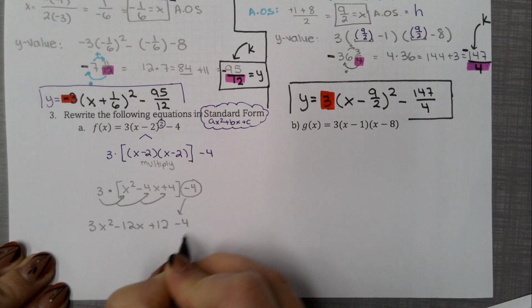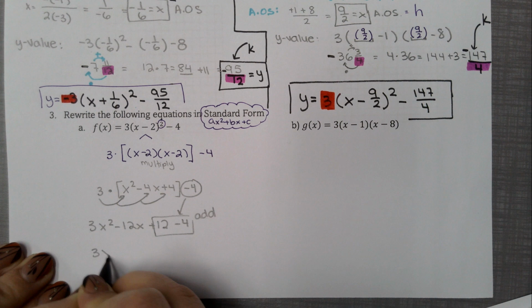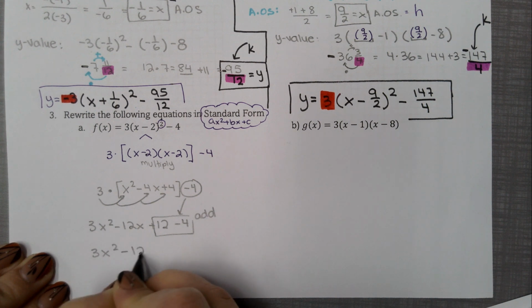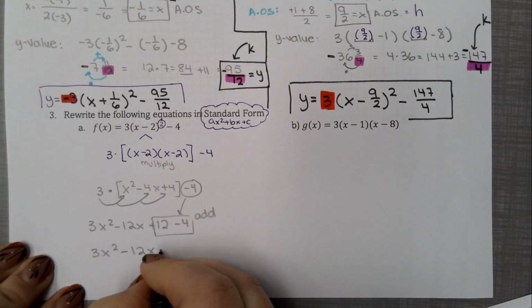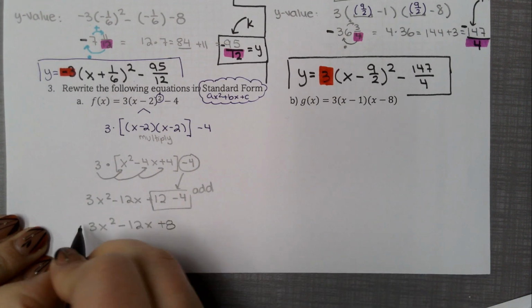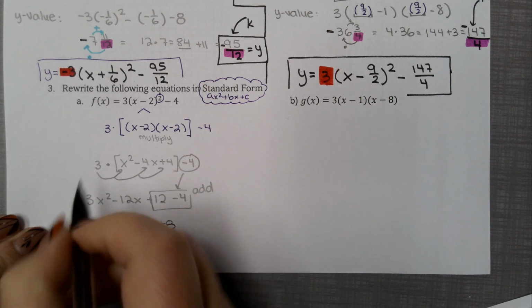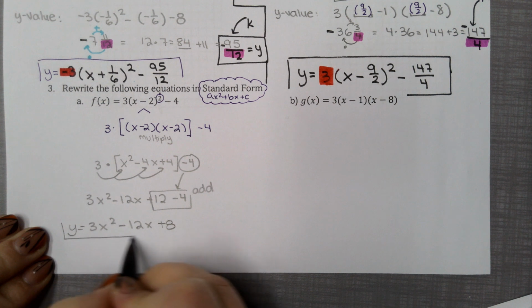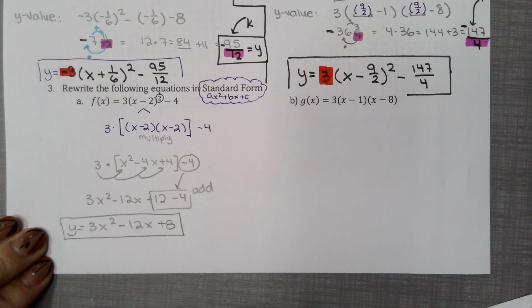So your very last step is to add these together. So you have 3x squared minus 12x, and then we do 12 plus a negative 4, which is a positive 8. Now they are asking us for an equation, so we have to make sure this equals a y, or since they gave us f of x, we can write f of x. That part doesn't matter as long as we have an equals a y or an f of x.